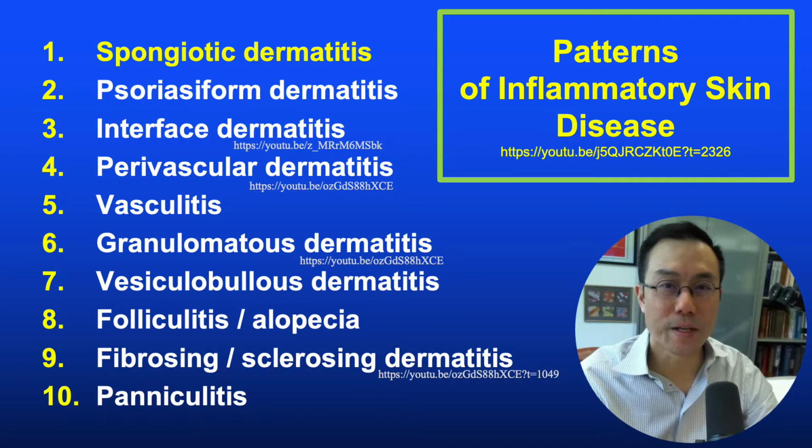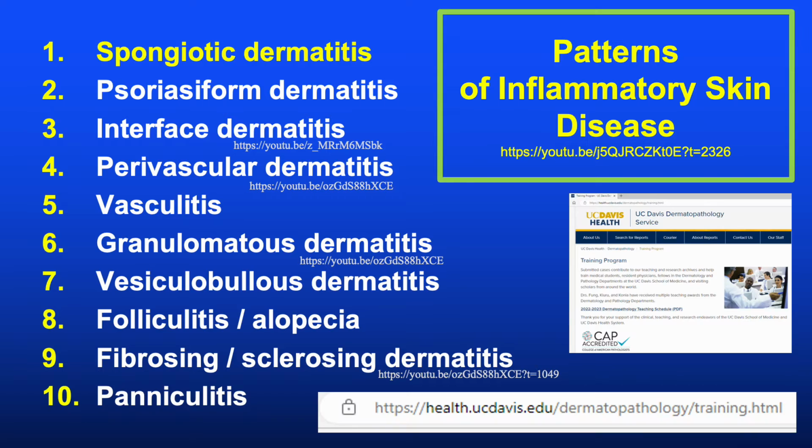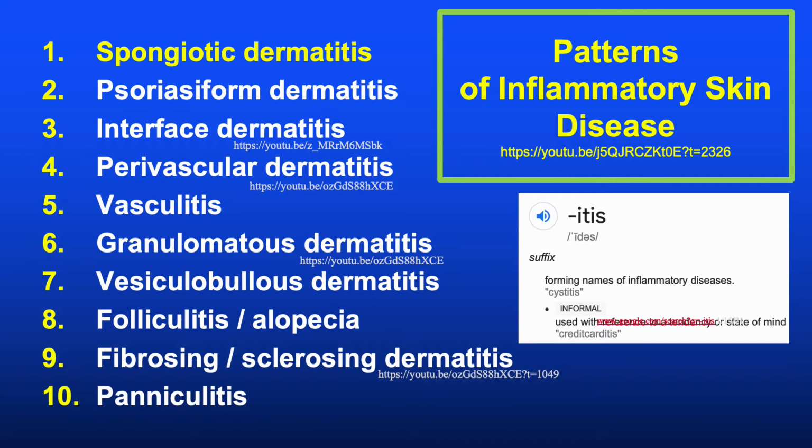Today's topic is spongiotic dermatitis, the first of a number of patterns of inflammatory skin disease. Feel free to take a look at the remainder of our year-long curriculum on our website. And as expected for all inflammatory skin diseases, every single category ends in itis. So we won't be discussing any neoplasms other than the few notable examples wherein neoplasms mimic inflammatory skin disease.